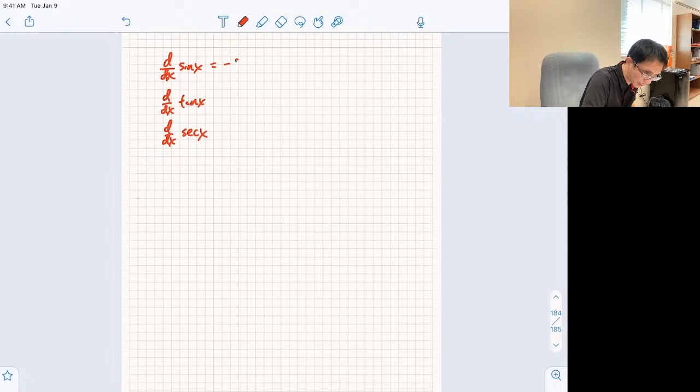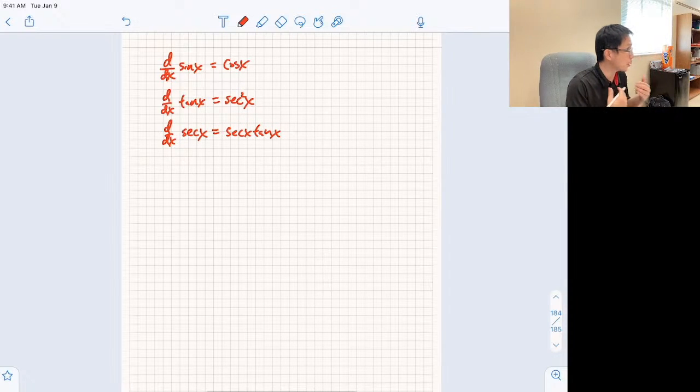This one's negative. This one's not negative, sorry. It's going to be cosine of x. This one is secant squared of x. This one is going to be secant x tan x. This is usually the one I remember. Okay? And Logan remembers it by heart now.